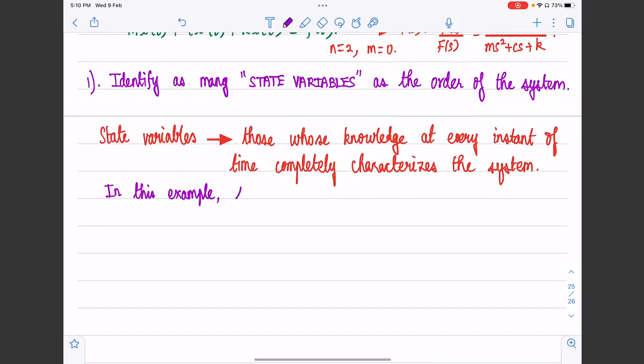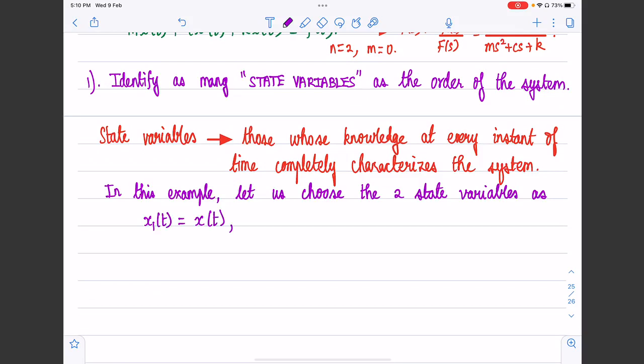So in this example, let us choose the 2 state variables as follows. What are the 2 state variables? Let's say the first state variable is x1 of t, the displacement x of t. The second state variable is x2 of t, the speed x dot. Those are the 2 choices. Essentially these are the 2 state variables, and we form what is called a state vector.